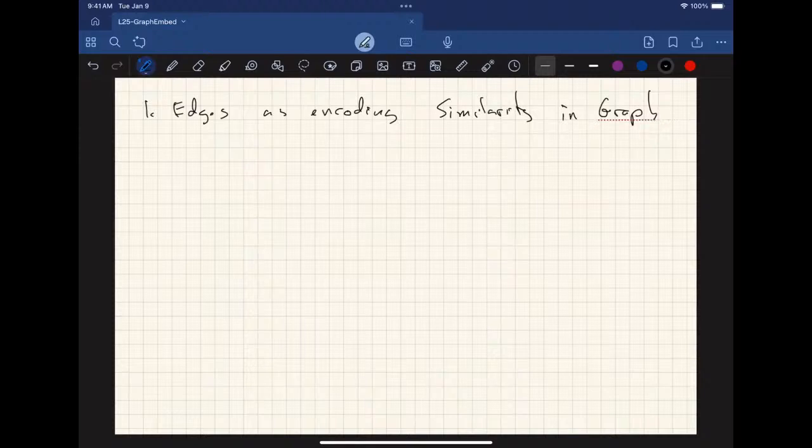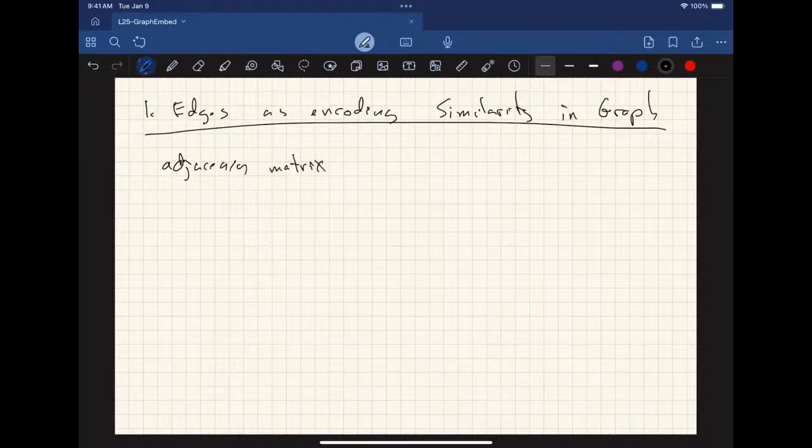Right. So if you remember, we have the adjacency matrix of a graph. This was an element of {0,1}^(n by n). We're going to assume that the number of vertices is going to be n. So this is an n by n matrix with 0, 1 entries.